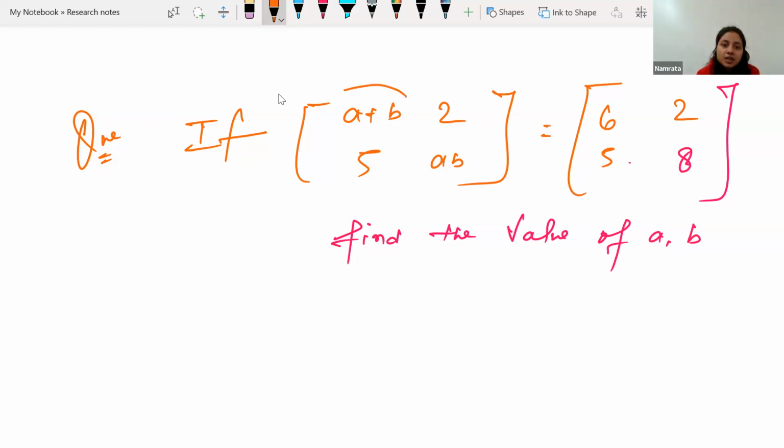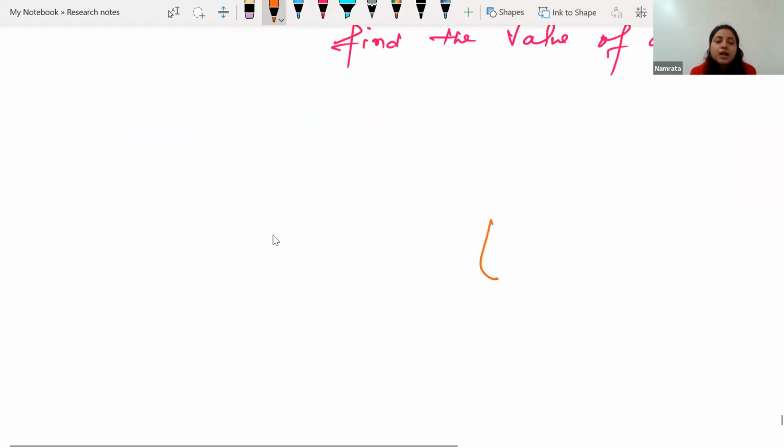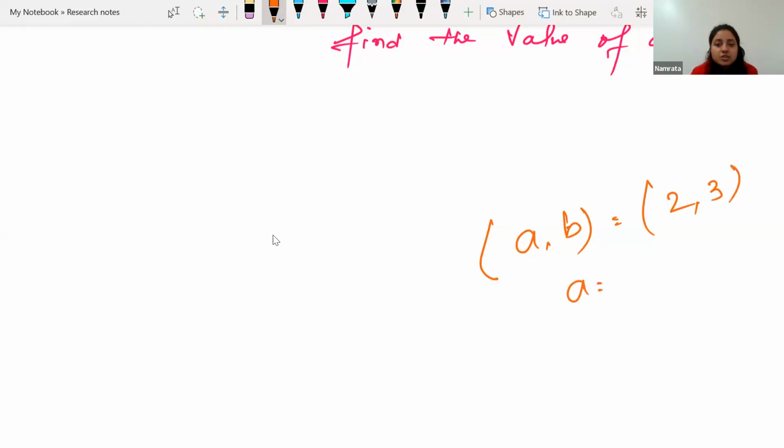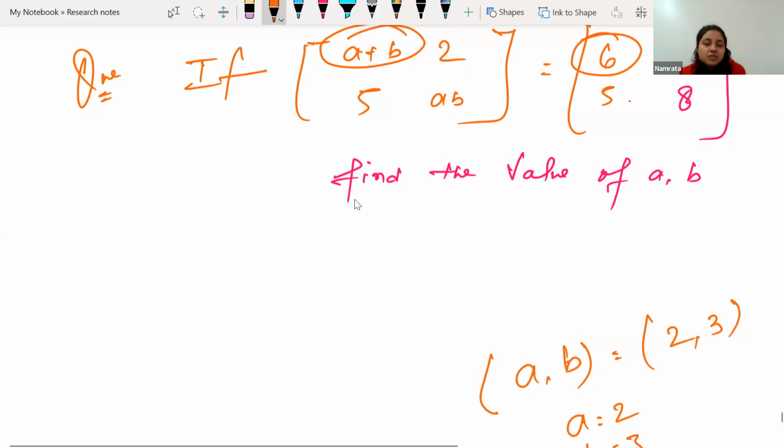Can we say the first element over here will be equal to the first element over there, that is a11 over here will be equal to a11 over there? Yes, like this we can compare it. When we are having two matrices equal with each other, the way we compare the coordinates, when the coordinate is given as, let's say, a comma b is equal to 2 comma 3, so we can say a is 2, b is 3. The way we compare coordinates when given like this, similarly we can compare matrices when one matrix is equal to the other matrix.